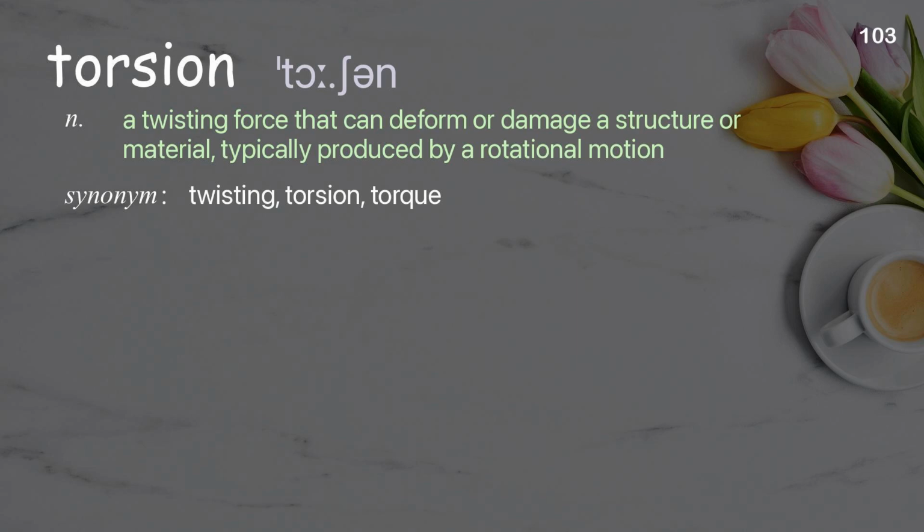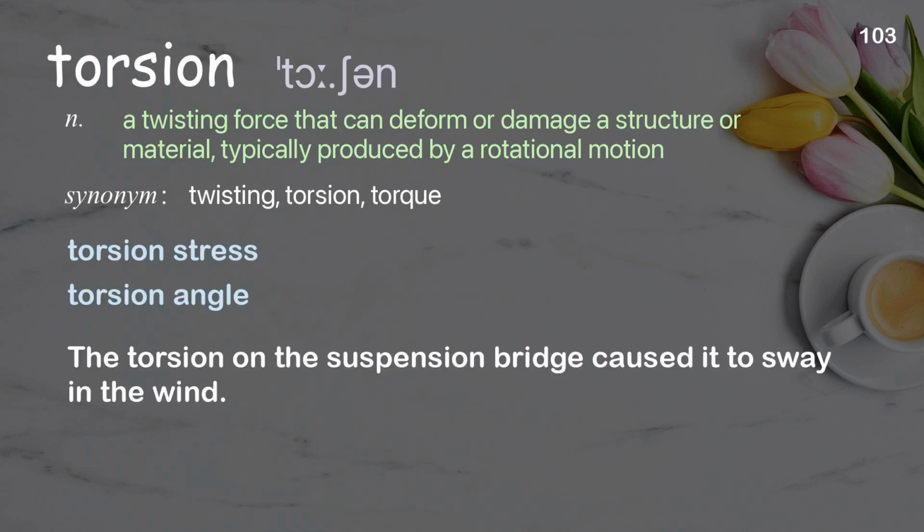Torsion. A twisting force that can deform or damage a structure or material, typically produced by a rotational motion. Examples: Torsion stress, torsion angle. The torsion on the suspension bridge caused it to sway in the wind.